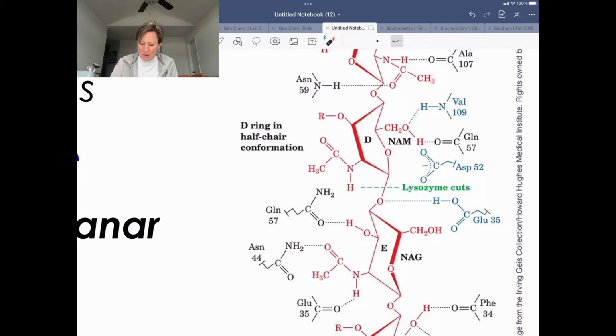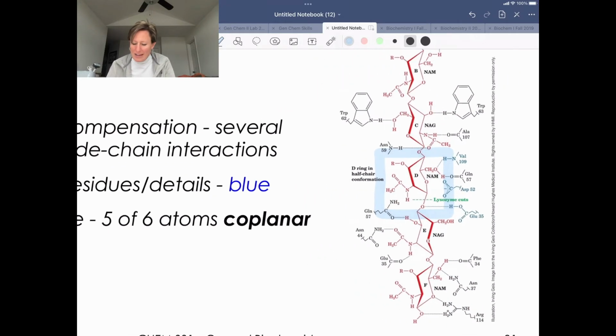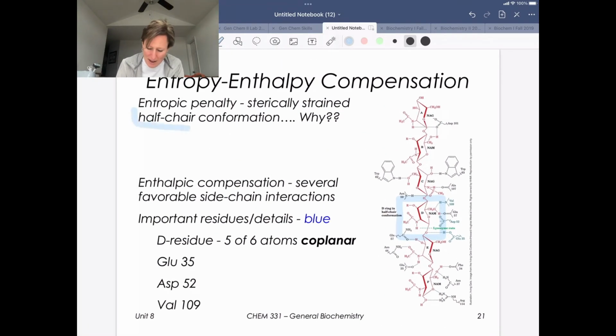Okay, so I'm going to come back over here. We're going to highlight the reason why, and then we're going to come back to this picture. We're going to be looking in this region, this D ring, and it is in what we call a half chair conformation. So here's that half chair conformation. That's sterically strained. It's going to be entropically unfavorable to introduce that steric strain and hold that in an unfavorable conformation. So why do we do it? We're going to get into more details on the next couple of slides, so see next slides.